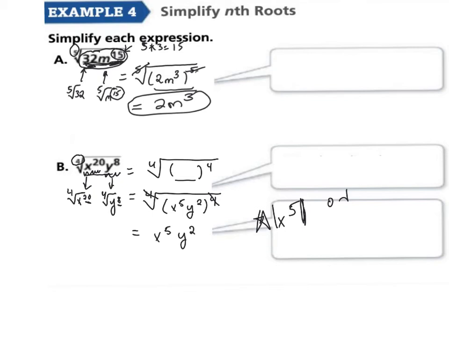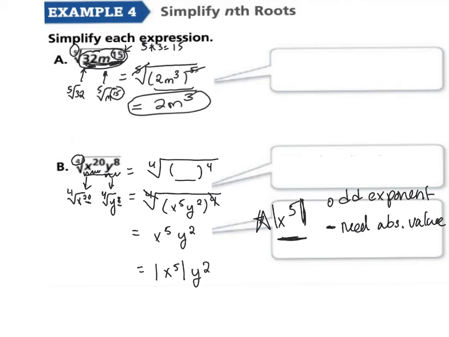So if we have an odd exponent, we need absolute value, right? Because we cannot have a negative number in here at all, okay? So our final solution, we would just have to write as the absolute value of x to the fifth y squared. And that's our solution.